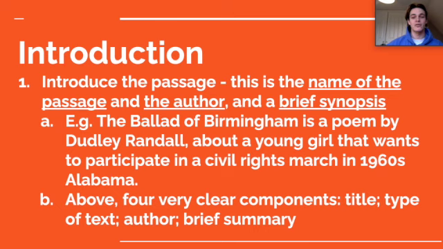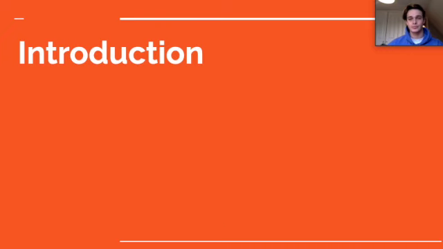Now above we have 4 very clear components in this first part of the introduction, okay? We explicitly state the title of the piece that we're thinking about, the type of text, is it a poem, is it prose, is it fiction, is it non-fiction? We give the name of the author, and we just give a brief summary, okay? So nice and simple so far.